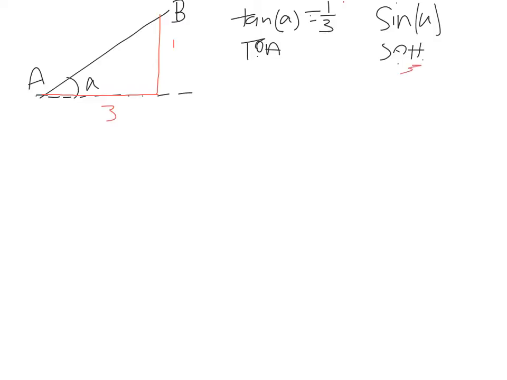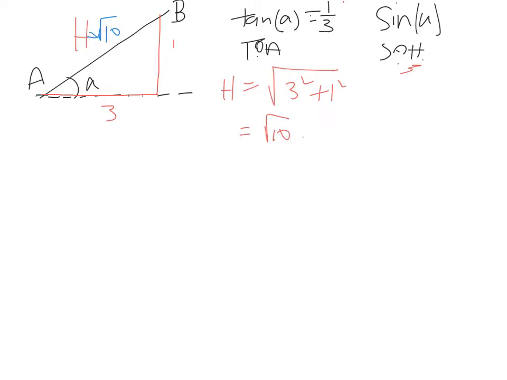Now we want to work out our hypotenuse, because that's what we've got here. So to do that, our hypotenuse equals the square root of 3 squared plus 1 squared, and we end up with the square root of 10. So that's what we'll put here. So we've got the square root of 10.